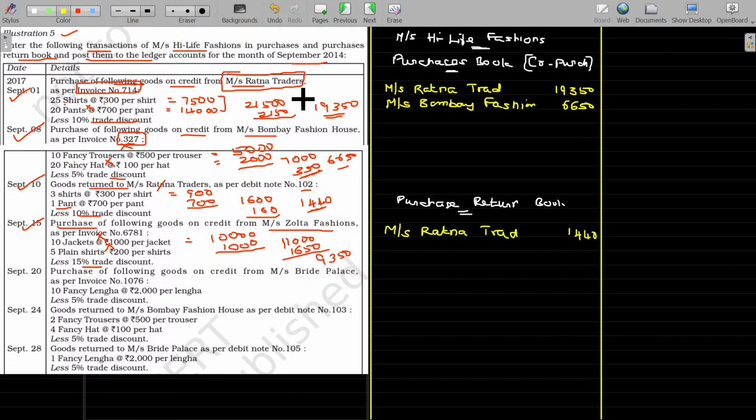So put that value in the purchases book. Mrs. Zolta Fashions, this value being 9350.